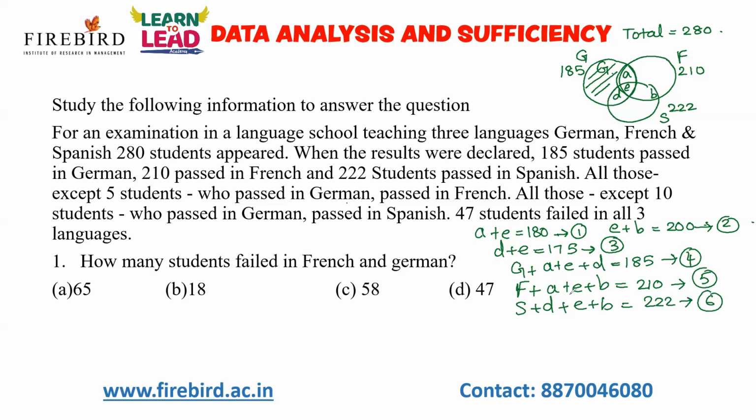Now, 47 students, they said that they failed in all the 3 subjects, and in total there are 280 students. So if I add the students who are inside, German plus French plus Spanish plus A plus E plus B plus D, all the values will be equal to 280 minus 47, which is equal to 233. Take this as 7th equation.